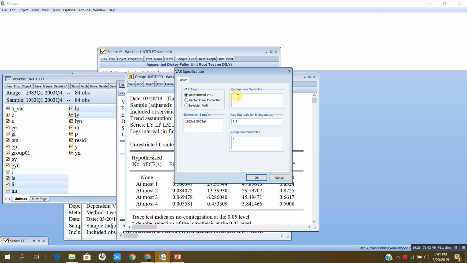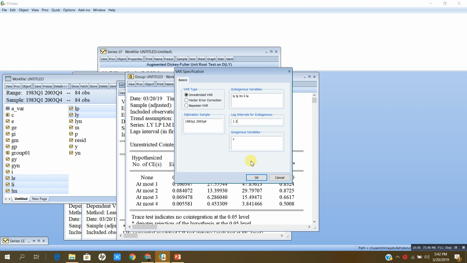These are 5 series, and I will keep these two lags, because on the basis of the AIC information criteria and one other criteria, I decided that there should be 2 lags. Now when I press this, my estimated VAR model is this.